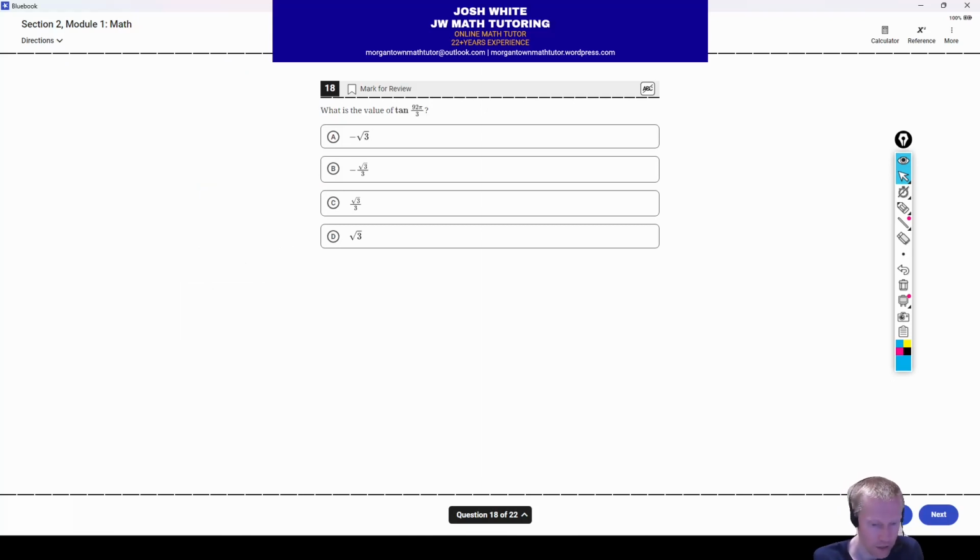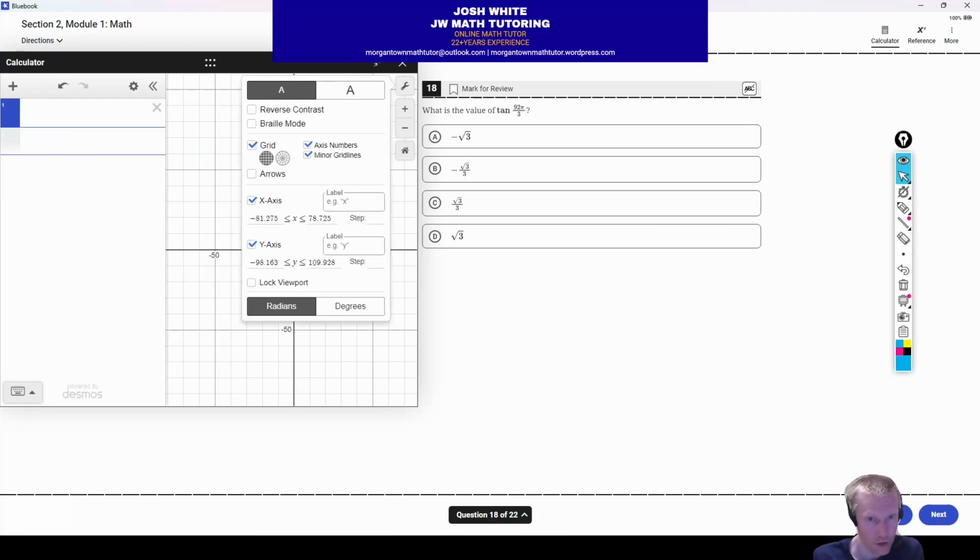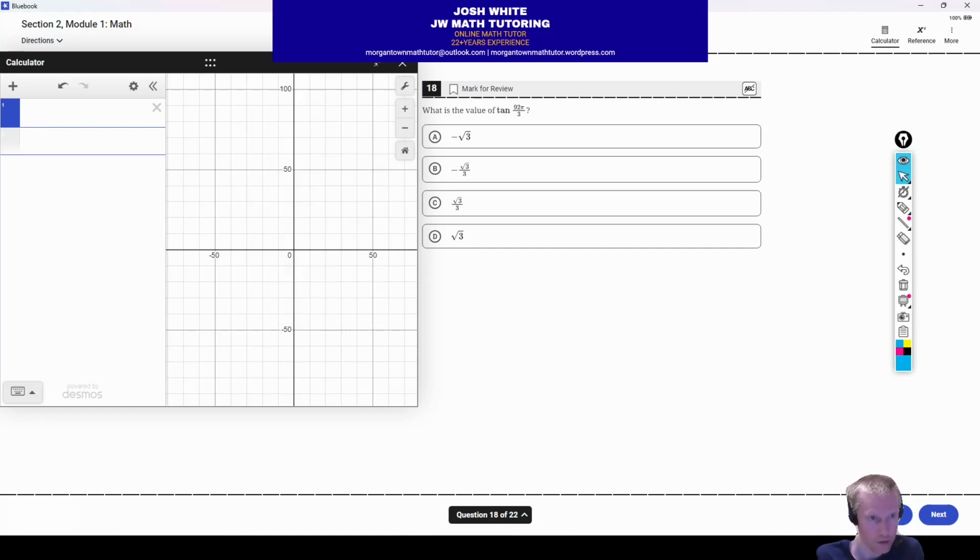Next up, number 18. So this one, there are multiple ways you could do it. I mean, if you are familiar with the unit circle, you could do it that way. But honestly, what I think the easiest way to do this is first make sure you're in radians. Click the wrench icon and make sure radians is selected. Do the tan of 92 times pi divided by 3. Doesn't matter whether the whole thing's on top or not. And now you get this answer.